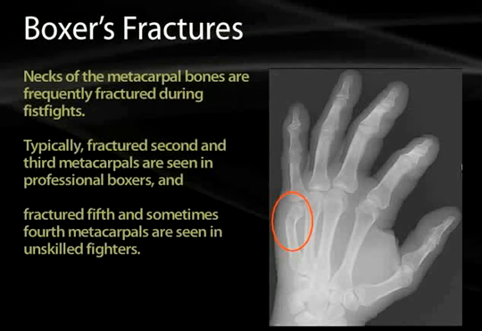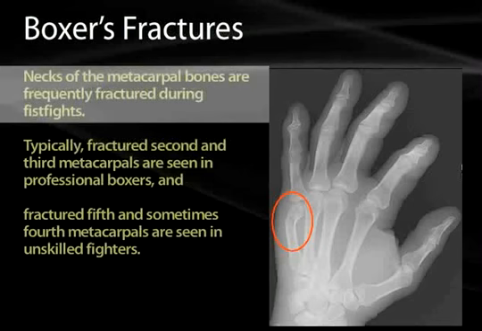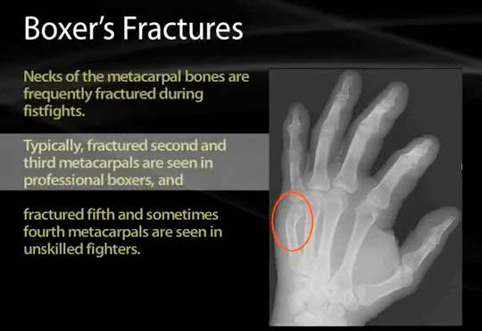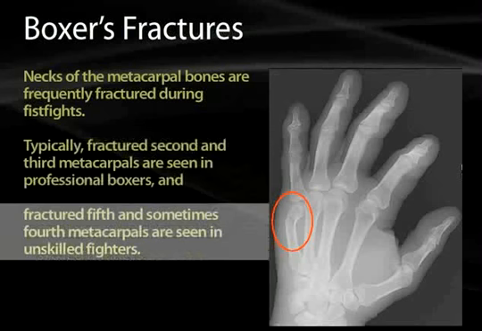Here we see a boxer's fracture, or a not-so-good boxer's fracture, where we have metacarpal fractures from people hitting things. And typically, if a real boxer hits something, they tend to strike things with their second and third digits, and they'll fracture those metacarpals, whereas somebody that's not a skilled fighter or gets unlucky and hits with the lateral side of their hand will oftentimes break their fourth and fifth metacarpals, as seen in this picture here with the fifth fracture.